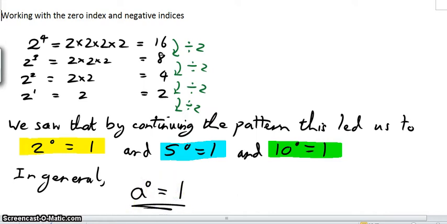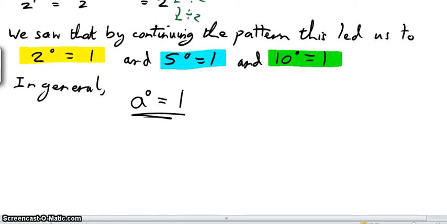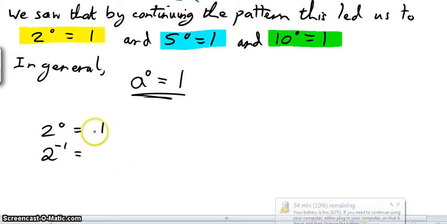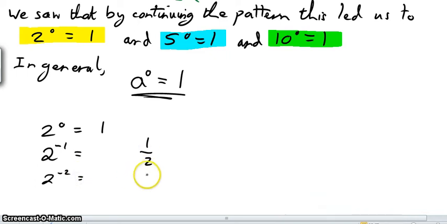Okay? Now continue that down. Let's go from 2 to the 0 is 1. Now, what would the next index be? Well, it would be 2 to the minus 1. And 2 to the minus 1 by definition must be 1 divided by 2, which is a half. So 2 to the minus 2, well, if I halve a half, I end up with a quarter.